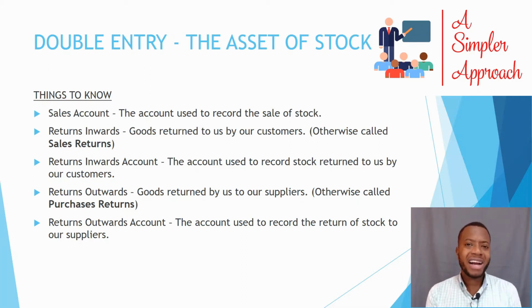Returns outwards is the opposite of returns inwards. Returns outwards is when goods are returned to our suppliers for whatever reason. And the returns outwards account is the account that is used to record when goods are returned.